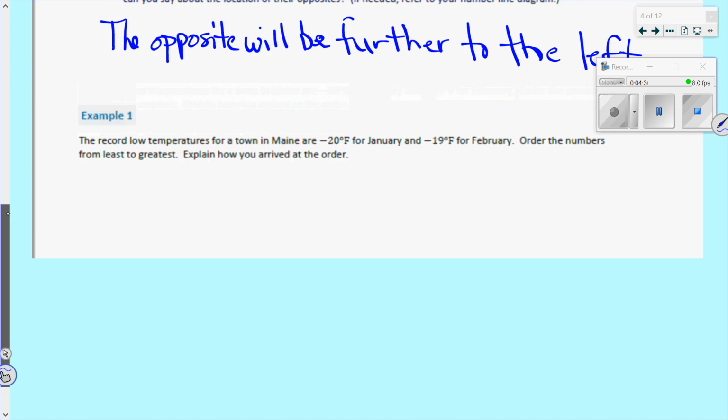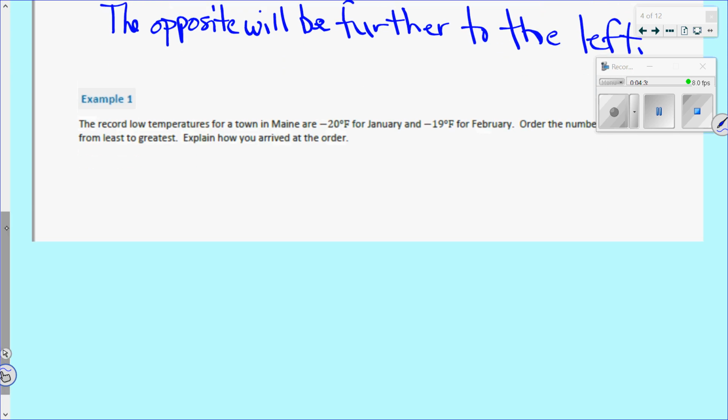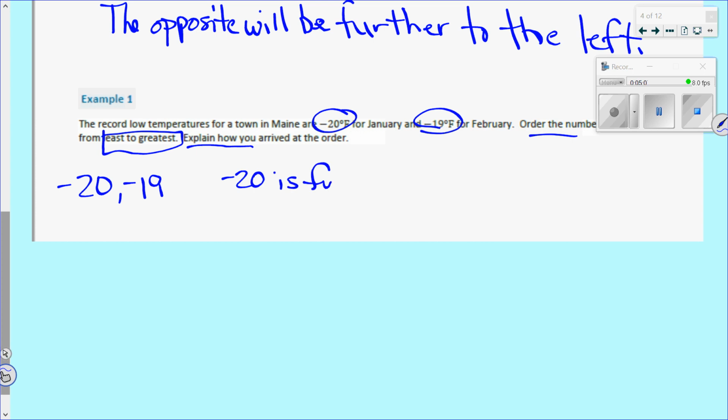Okay, 2 record low temperatures in the town of Maine are minus 20 for January, minus 19 for February. Order the numbers from least to greatest and explain how you arrived at the order. Okay, so we're going least to greatest. Which number is smaller, negative 20 or negative 19? Why? Good. Negative 20 is further to the left.